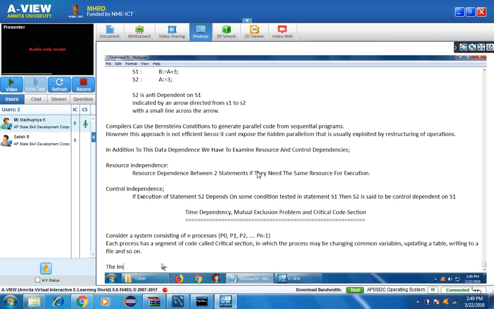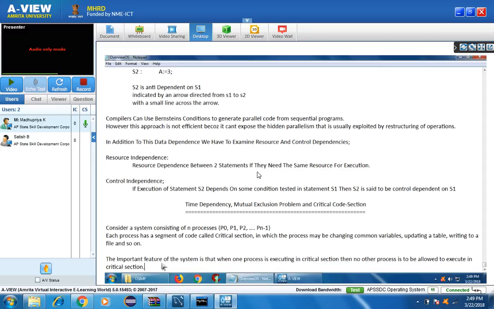And the important thing that you find, the important feature of the system, is that when one process is executing in critical section, then no other process is to be allowed to execute in critical section.